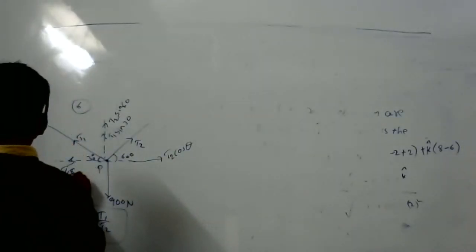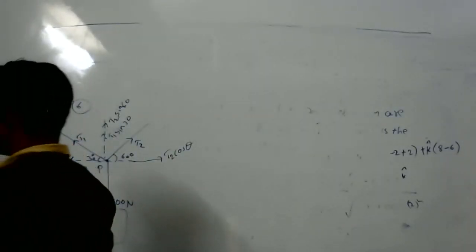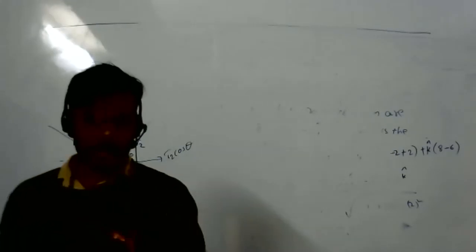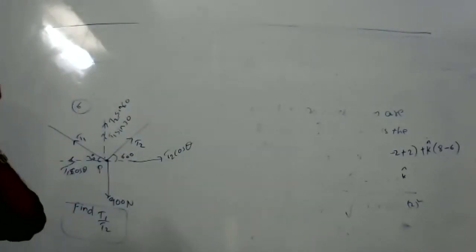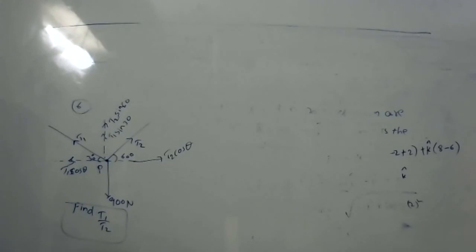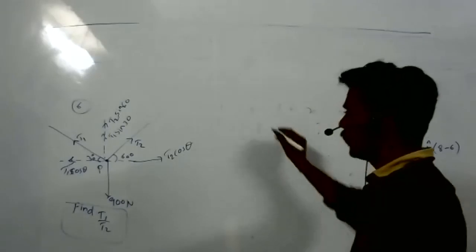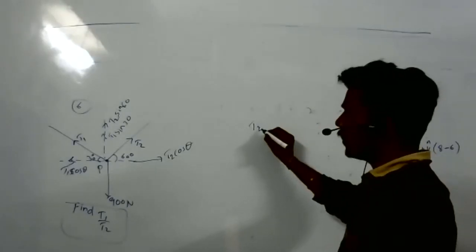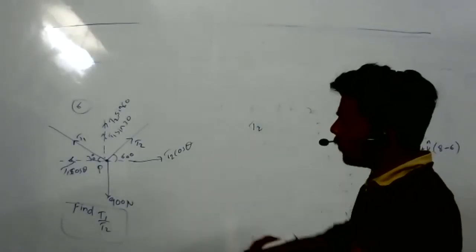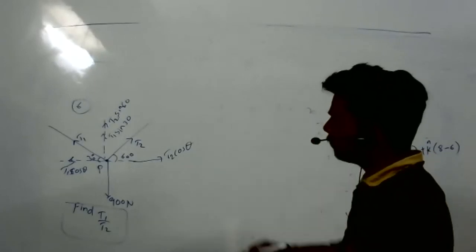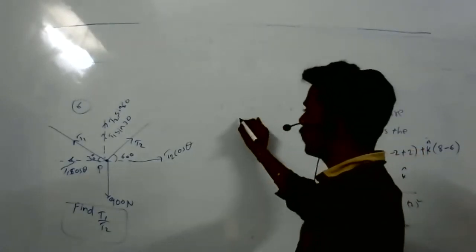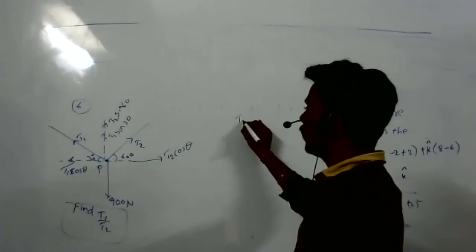Sir, I'm getting √3 as the answer. Everyone is getting √3. Let me check. I actually solved horizontally, so I got √3. Sir, wait. Horizontal T1, did you solve? Solve vertical? Yes, sir. First we have to find out T1. How much is T1 here? T1 is 1800 by √3.